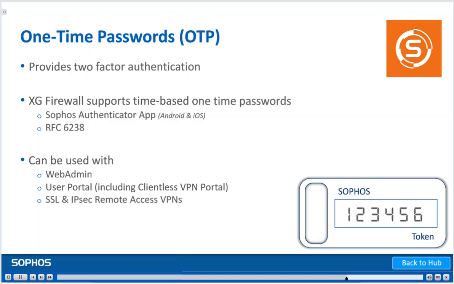The XG firewall can use one-time passwords to improve the security of the web admin, user portal, including the clientless VPN portal, and SSL and IPsec remote access VPNs. One-time passwords can either be enabled for all users or a selected set of users and groups.